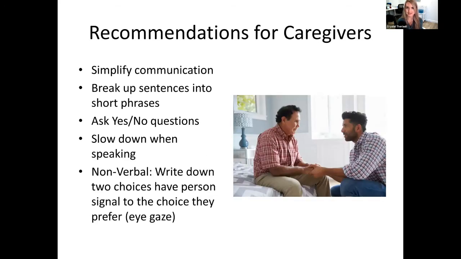Recommendations for you as caregivers are to simplify communication, break up sentences into short phrases, ask yes or no questions, any ways you can help promote good communication, slowing down when you're speaking. Non-verbally, you can write down two choices and have the person signal to the choice they prefer with their eye gaze. That's something that's not affected, their ability to use eye gaze. And so that's the way they communicate in later stages.